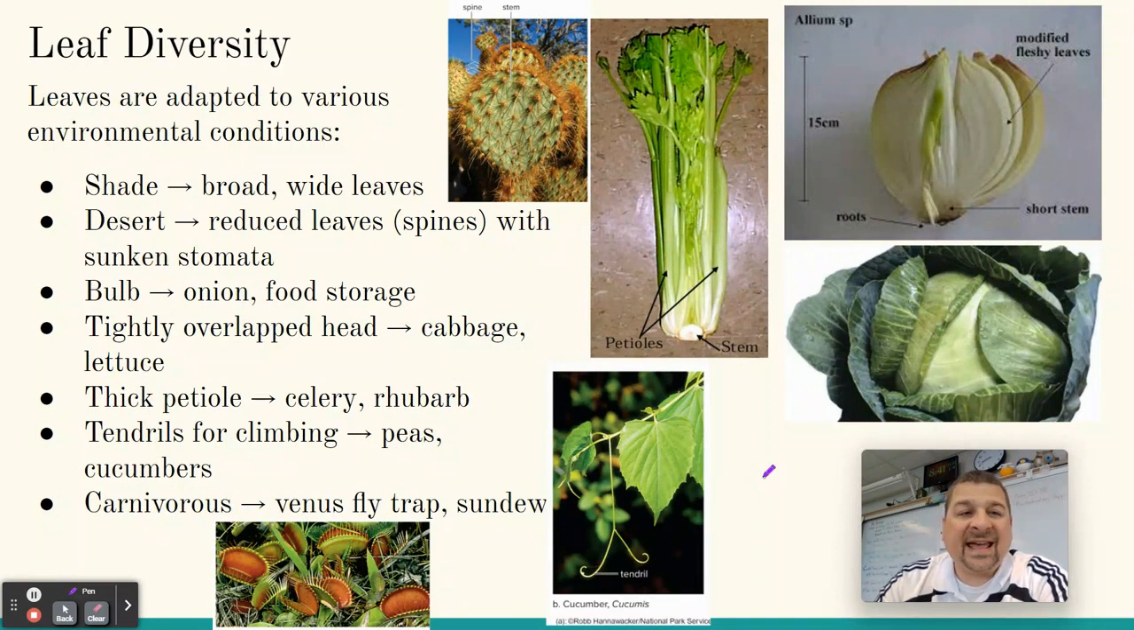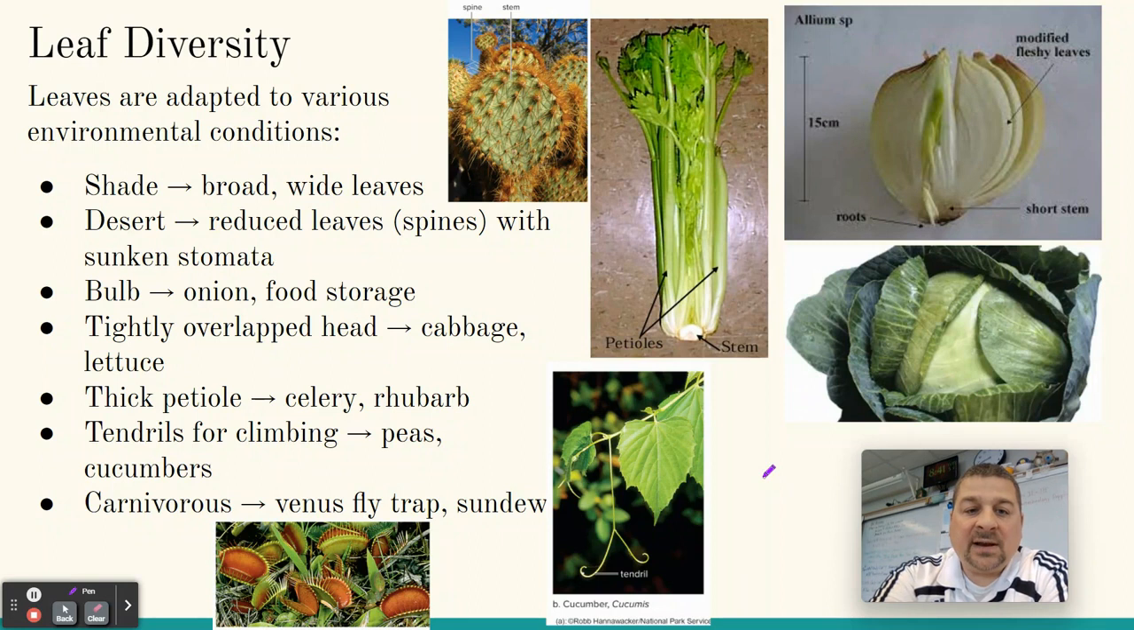And finally, when we look at leaf diversity, what different kind of leaves do we have out there? Leaves are adapted to various environmental conditions. You can have leaves that are sort of shade leaves. If you're in the shade, you're going to have these big, broad, wide leaves. Sometimes along the forest floor, you'll get these plants like a mayapple with big, wide leaves where there's not a lot of light. So they have this big, flat leaf to try to collect as much as they can.